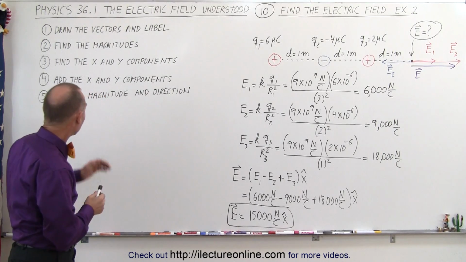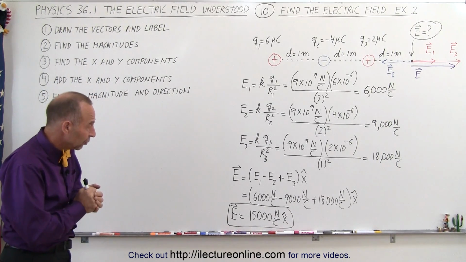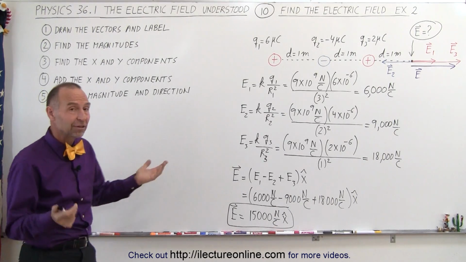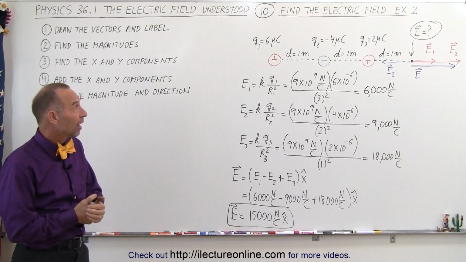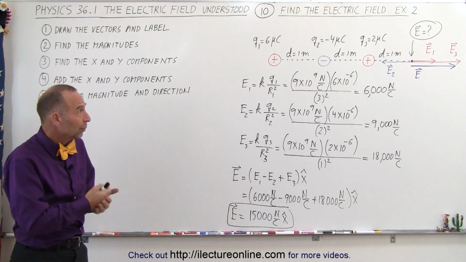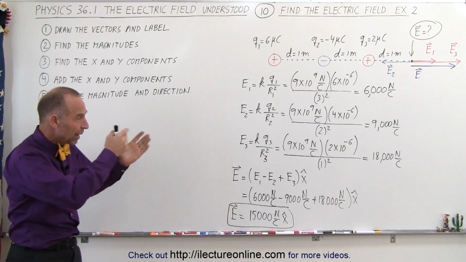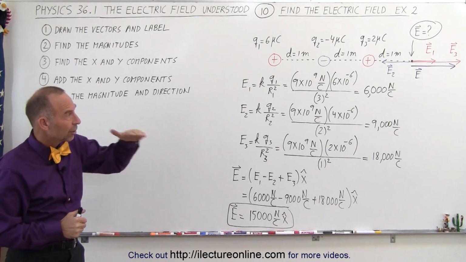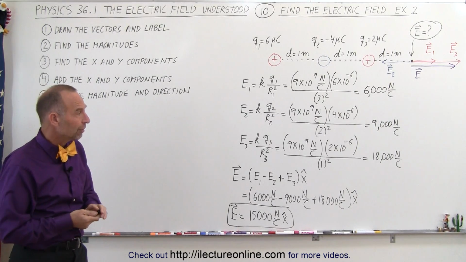And of course, since it's pointing in the x direction, that's the magnitude, 15,000 newtons per coulomb, and it's in the x direction, so we don't have to do step 5 because we're not pointing at an angle somehow. And that's how we do it with 3 charges and with a negative charge included. So that gives us a good feel for how to go about solving these types of problems where all the charges are linear along the same line and in the same direction and line as the point of interest.